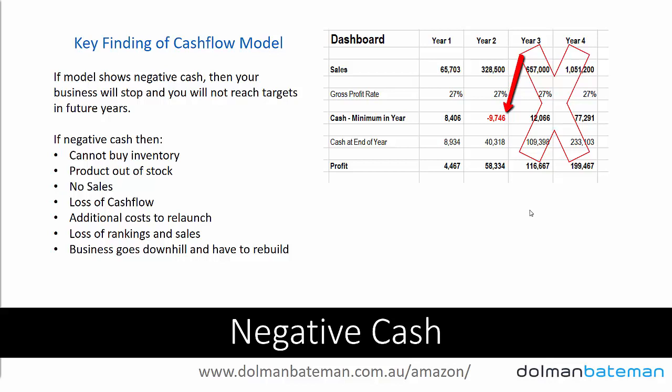Your product's out of stock, you've got no sales, you've got loss of cash flow from that, you've got the additional cost to relaunch, you've got a loss of rankings and sales, and your business goes downhill. And it could be just one product that you're missing out on, or if you've got 2 products and one goes out of stock, that's a 50% fall in your sales. Basically, your business goes downhill and you have to rebuild.